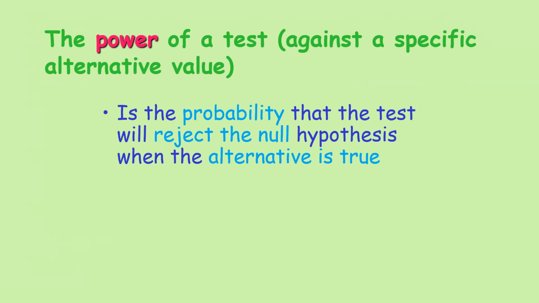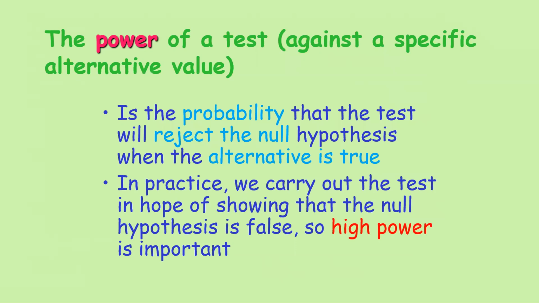So again, the whole point of you performing a hypothesis test is you suspect something else is true. In practice, we carry out the test in hope of showing that the null is false. So high power is important. Again, you don't conduct a test if you're assuming they're already telling the truth. Okay, you suspect something different. So that is going to be called power. So high power is important.